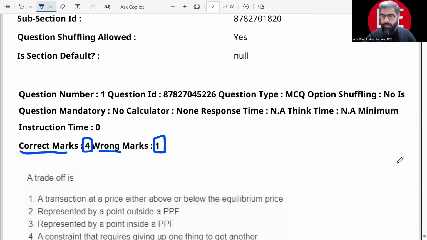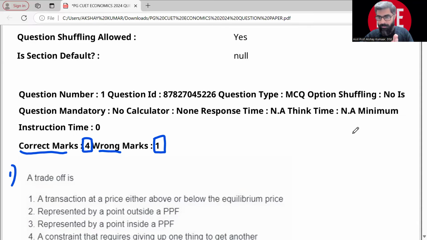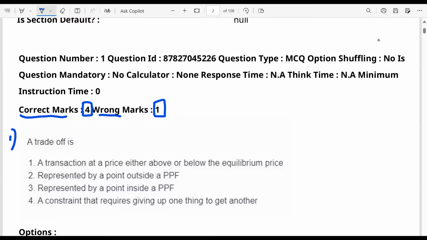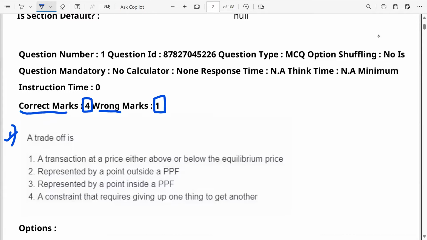Okay, so we are going to start with the discussion of question number 1, which all students can now see on your screens. These are all MCQs, which I'm going to start solving from this particular lecture. So let's start with the discussion of 2024 question paper for the PG CUET economics entrance. So let's read question number 1. What is meant by a trade-off? So we are given 4 options.